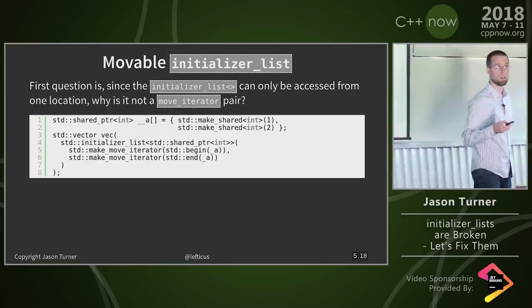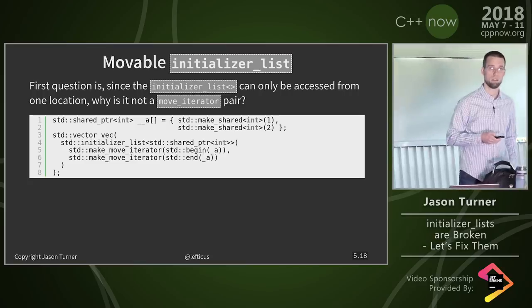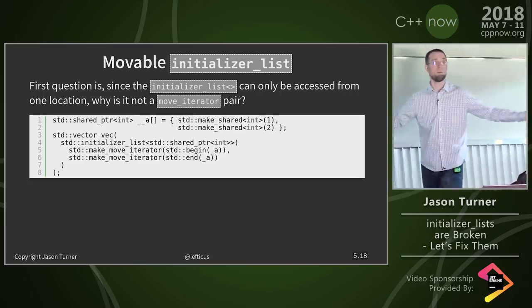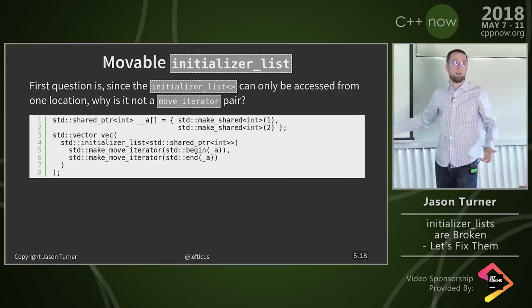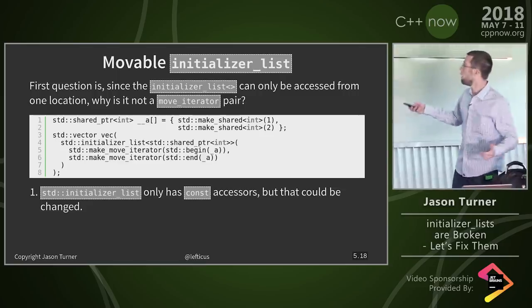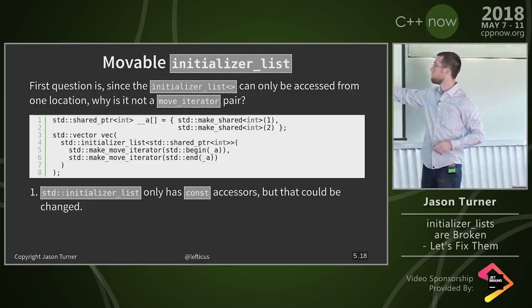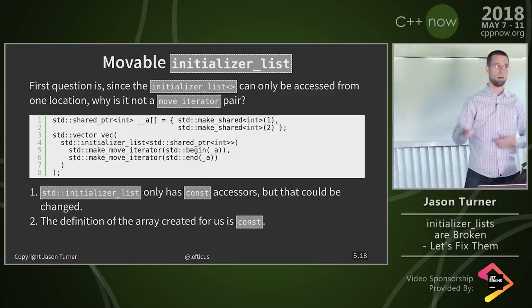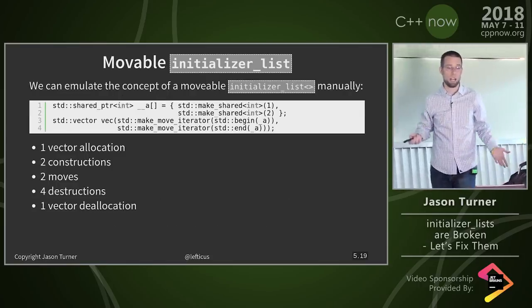Yeah, Vittorio. It's magic, right? So we could simply say, if everything is a constant expression, it would be const, otherwise not. Right, so yes, it could be magic. It is magic already. Just for the record, I don't have a good answer at all. But for what you said, initializer list has only the const accessors, and the definition of the array is const. So it can't be, but it could be changed.